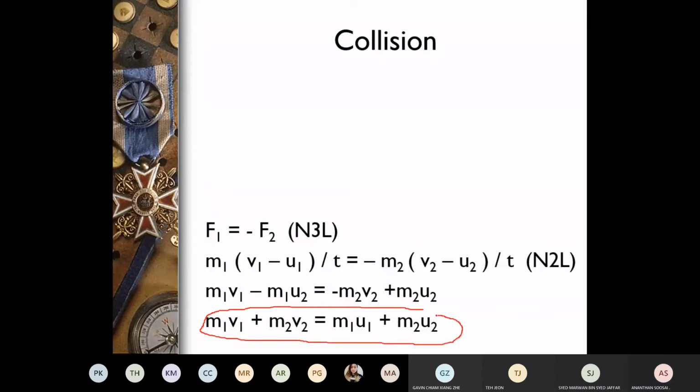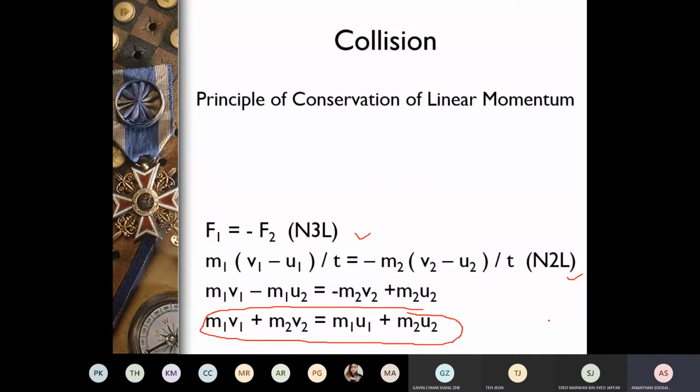This is the one I wrote earlier. So how did they get these two equations? From Newton's third law and Newton's second law. When both bodies collide, the time of collision is the same and can be cancelled. So you rearrange, and you get this formula. This tells you that the total momentum before collision is the same as the total momentum after collision.